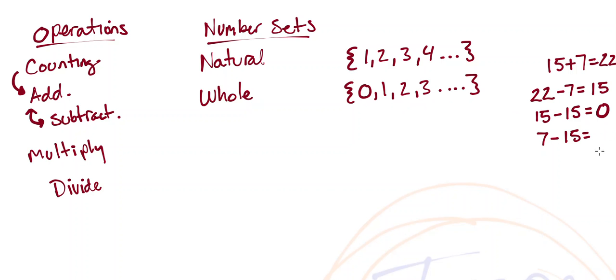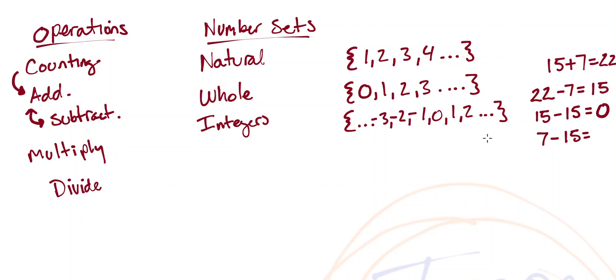In order to get the answer to this question, we have to come up with a whole new set of numbers, and we're going to call those the integers. And the integers, as you know, include negative numbers. Okay, I'm tired of writing numbers. There you go. There's the set of numbers.